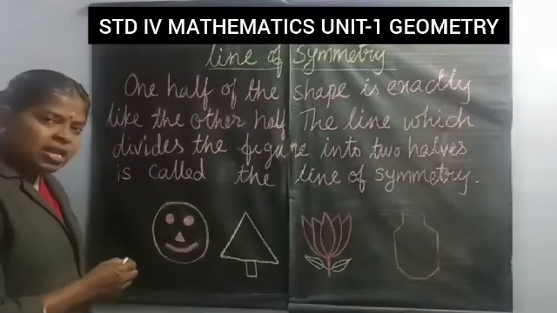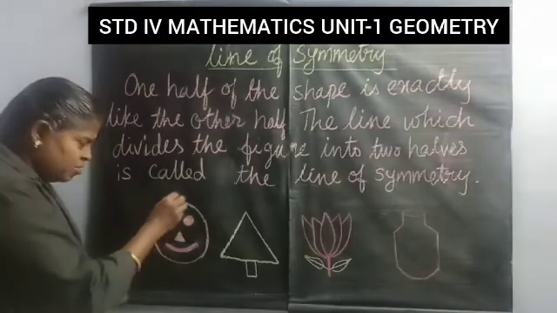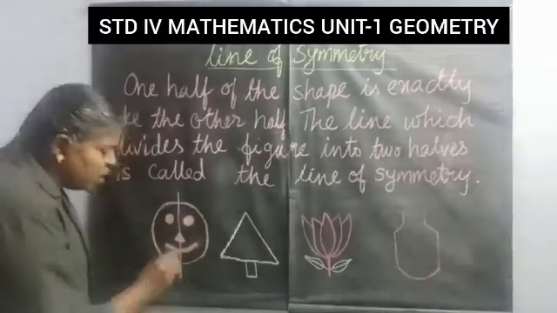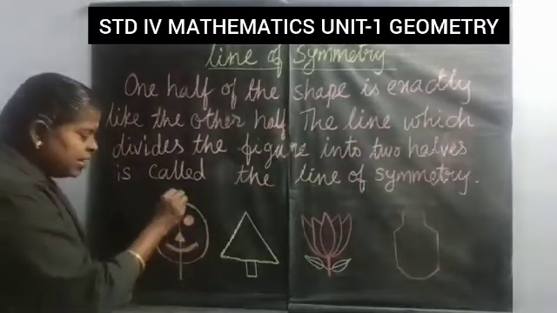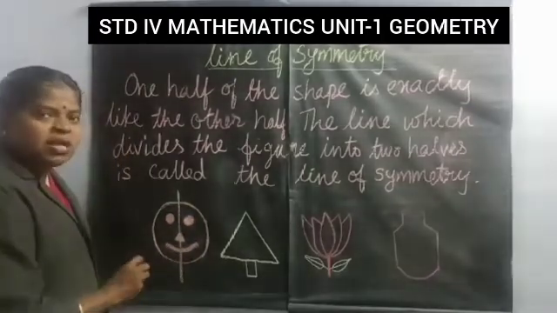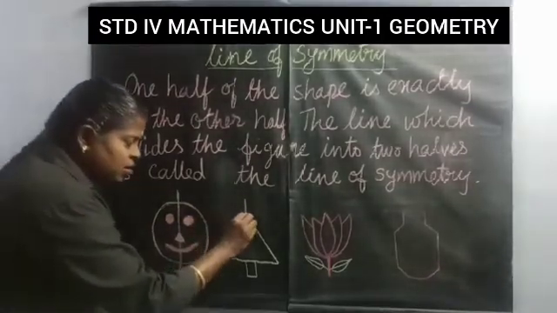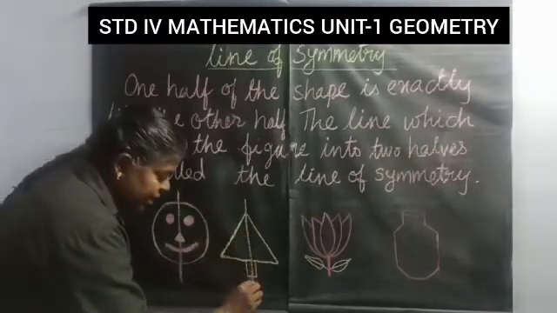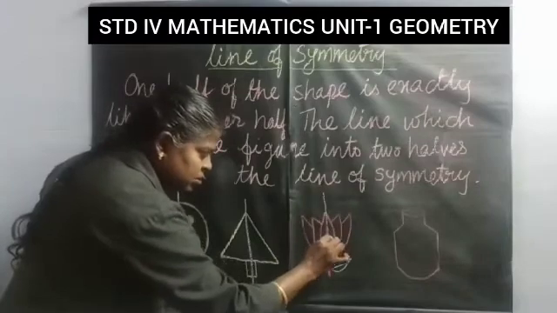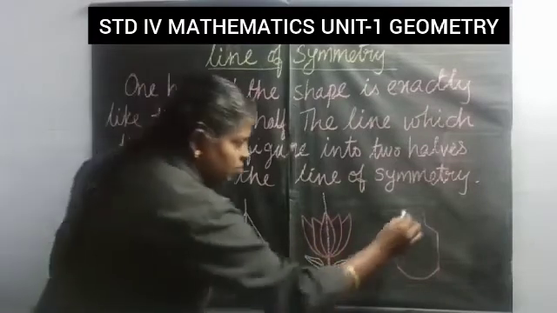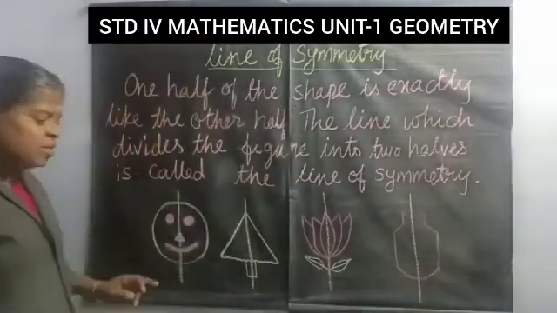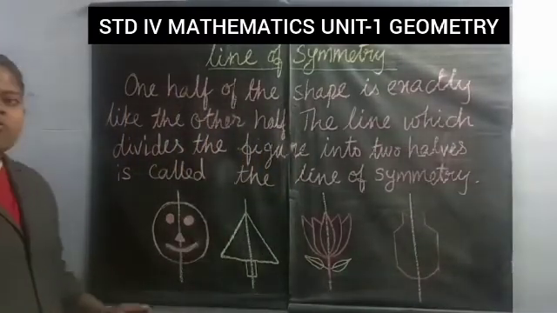Now we can draw the line of symmetry. Look at here. The picture divides equally, one half, other half. The line is called what? Line of symmetry. Next, triangle. In this triangle, we can draw the center line. It is called what? Line of symmetry. Lotus. Next part. So, these lines are called what? Line of symmetry.